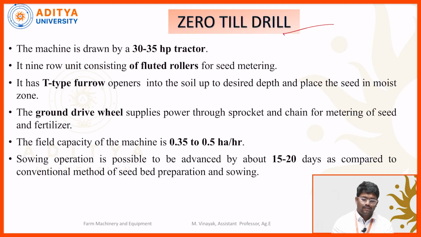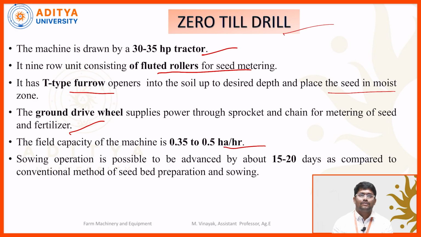The next one is the zero till drill. This machine is drawn by a 30 to 35 HP tractor. It consists of a 9-row unit with a fluted roller feed metering mechanism. The type of furrow opener is the T-type furrow opener, which enters the soil at the desired depth and places the seed in the moist zone. The ground drive supplies the power through a sprocket and chain metering mechanism, for fertilizers also. The field capacity of this zero till drill is 0.35 to 0.5 hectare per hour.